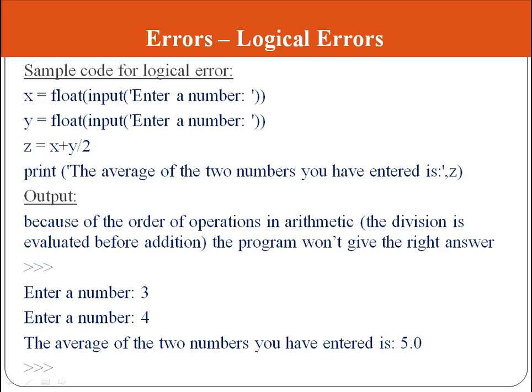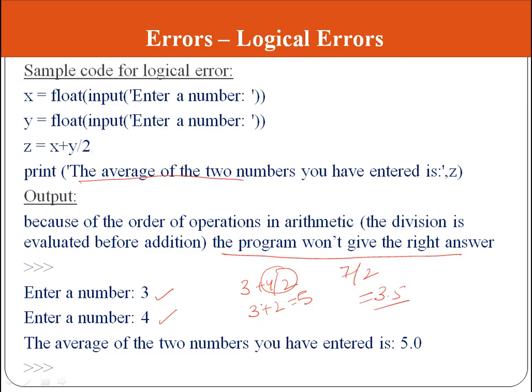Here is an example. x is a float, you enter the number and you are converting it into float. Here you are also converting into float. Here you are putting x plus y divided by 2, the average of the two numbers, right? Because of the order of operations in arithmetic, the division is evaluated before the addition. The program won't give the right answer. So you have entered 3 and 4, so it is 3 plus 4 by 2. The 4 by 2 will be executed first, so this comes out to be 5, but otherwise it should be evaluated like this. This is how the problems are coming.